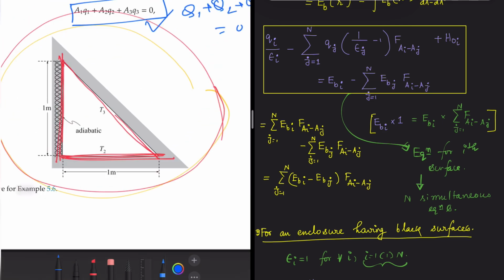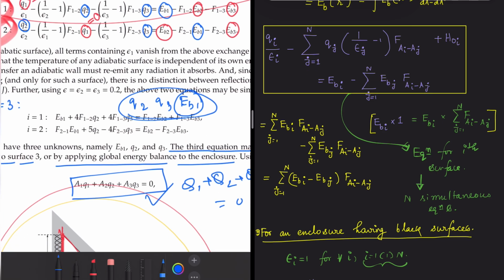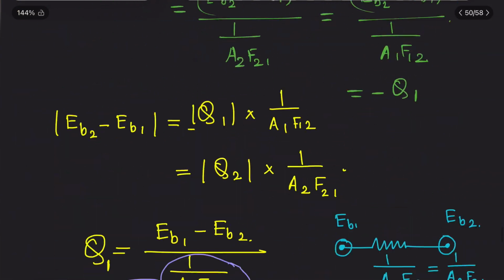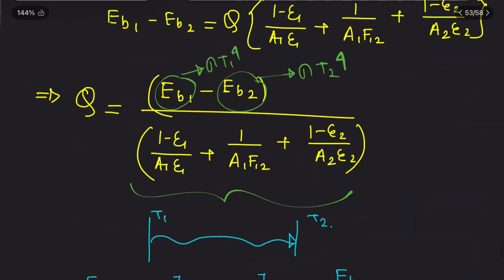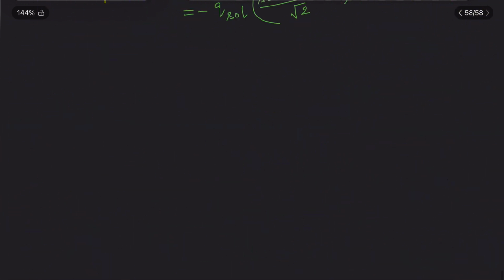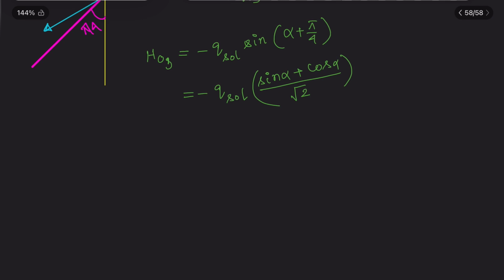So this was the first approach, that is the method of simultaneous equations. But now I will solve by the method of radiation network. Okay, so let me solve it. This is question 2, by the method of radiation network.